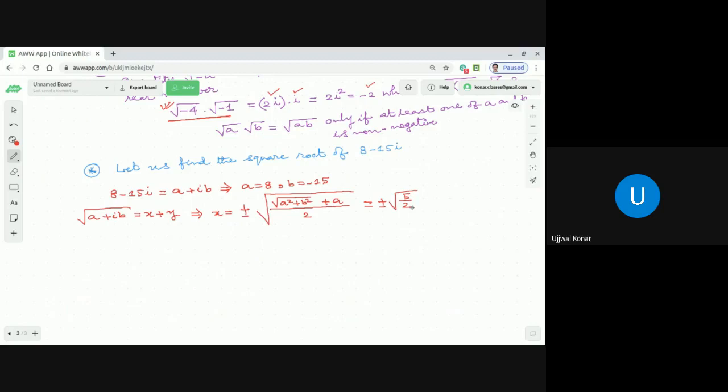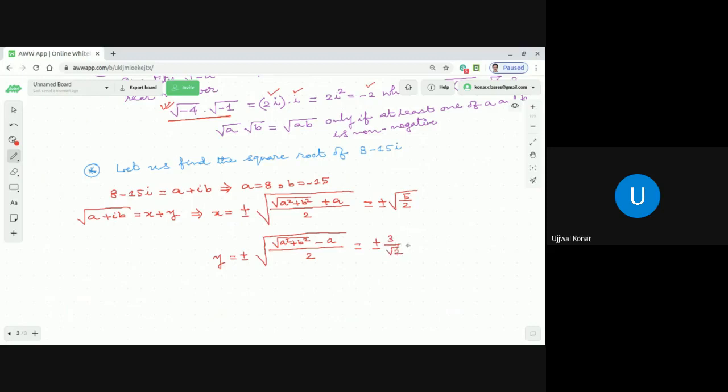I'm not spending time to evaluate a square plus b square when a is equal to 8 and b is equal to minus 15. You can do it, you'll get it. And what is the value of y? We know, dear students, y is equal to plus minus, from the formula, square root of (square root of a square plus b square minus a) by 2. That is equal to plus minus 3 by root 2.